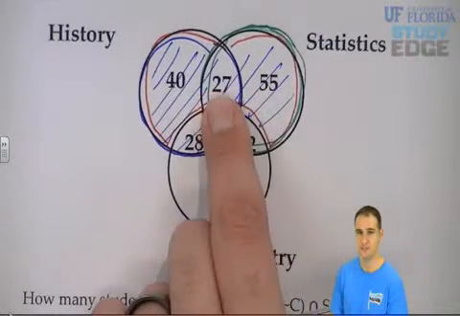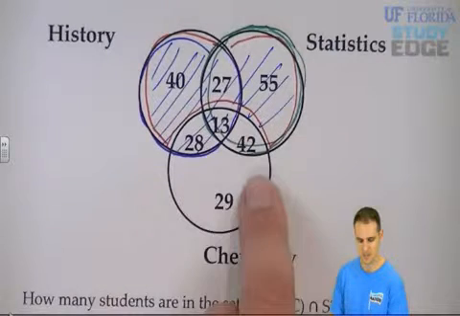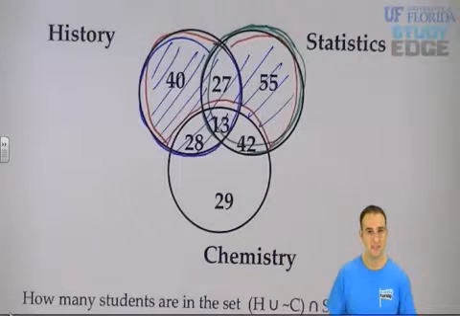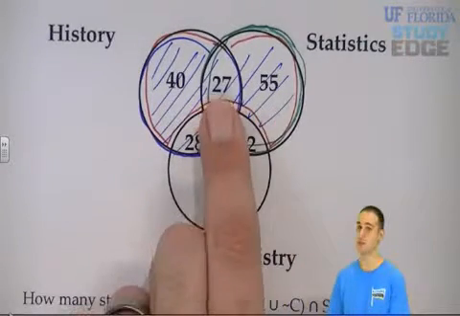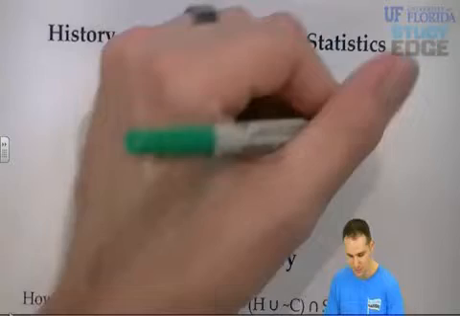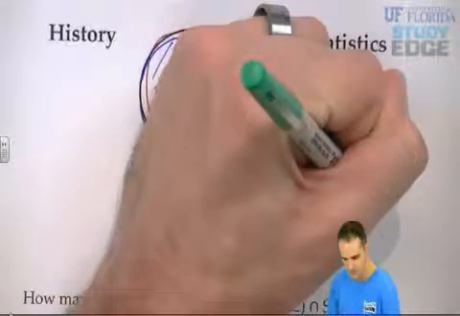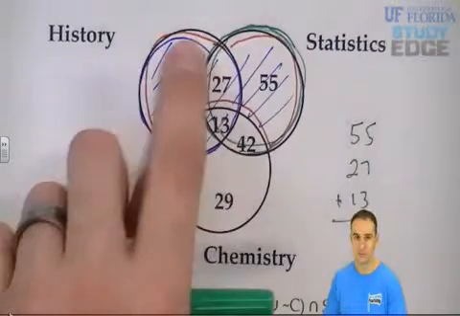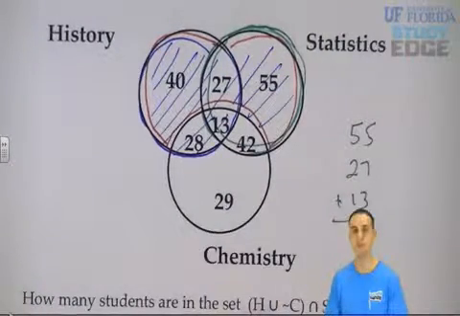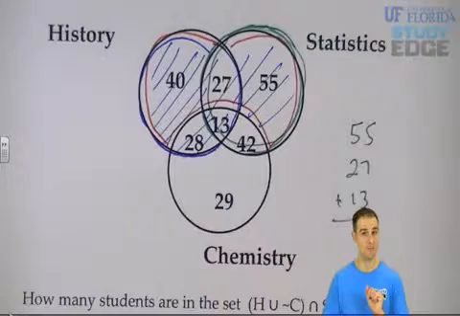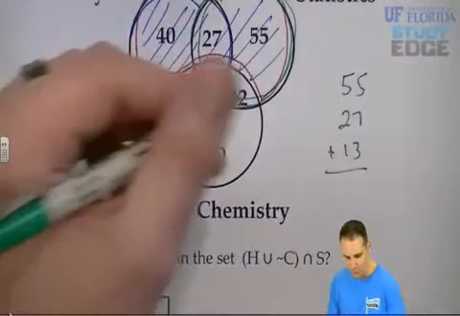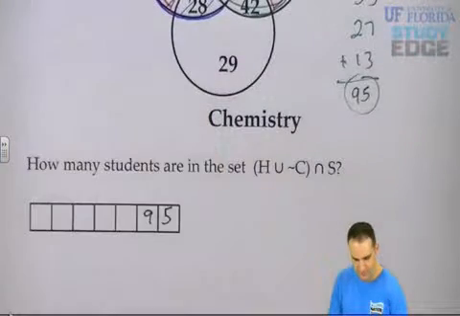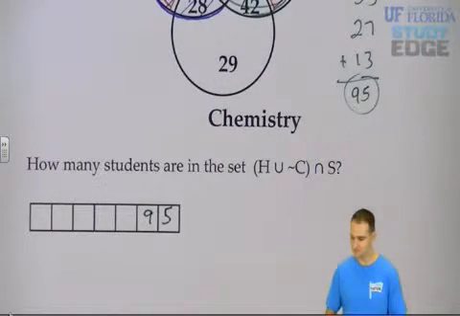55, 27, 13. 42 is not going to be the intersection between those 2 sets. So again, 55, 27, and 13. We're going to take 55, 27, 13, and that all together. That is the intersection between the circle of statistics and everything else in the blue region, which was history, union, not chemistry. So with that in mind, we have that all together. We'll end up getting 95 for the answer. So I'll put 95, of course, for our answer.